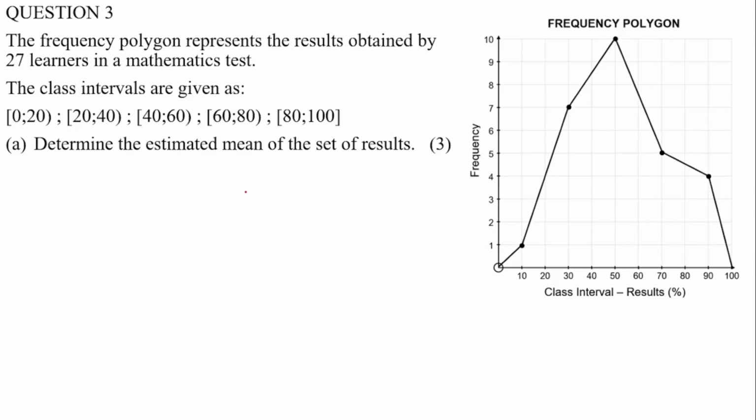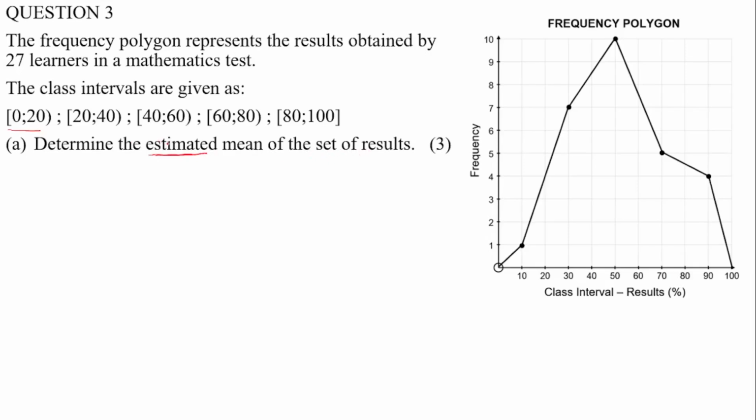Right, welcome back. Let's do question 3. The frequency polygon represents the results obtained by 27 learners in a mathematics test. The class intervals are given as 0 to 20, check 20 is not included here, 20 to 40, 40 not included, like that. You see that? Okay, round bracket means not included, square bracket means included. Right, so determine the estimated mean of the set of results.